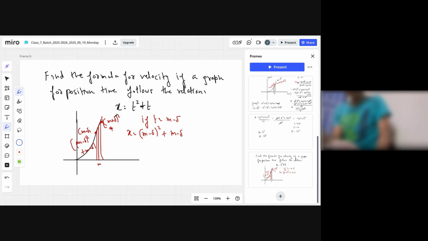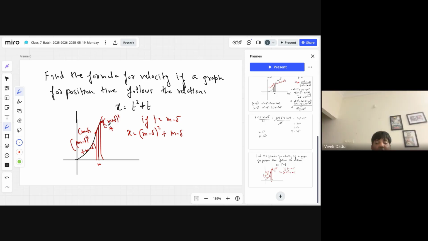Okay. Now this, what will be the coordinates here? M plus delta whole square plus m plus delta, comma like this. Because again, in place of t, you are putting m plus delta. Now can you do it?